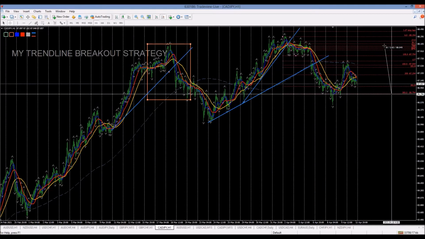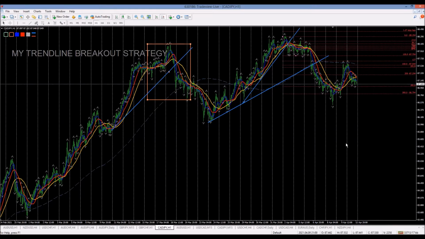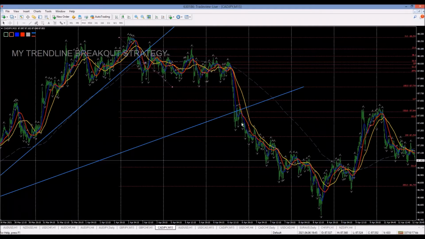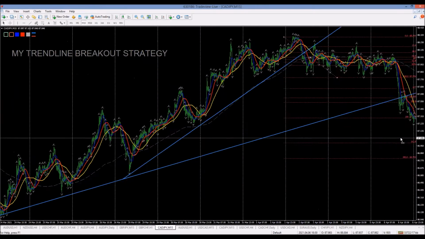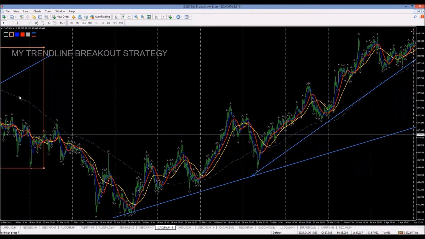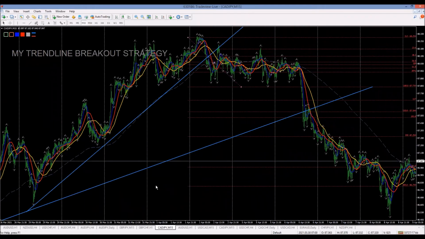We've got the pullback to the 50. Good Lord, that's 129 pips. Not a bad trade. When we spoke about this trade, it had not even happened yet. All of this wasn't there. It was just this, because we were talking about this previous trade. So this was a setup in the previous video.